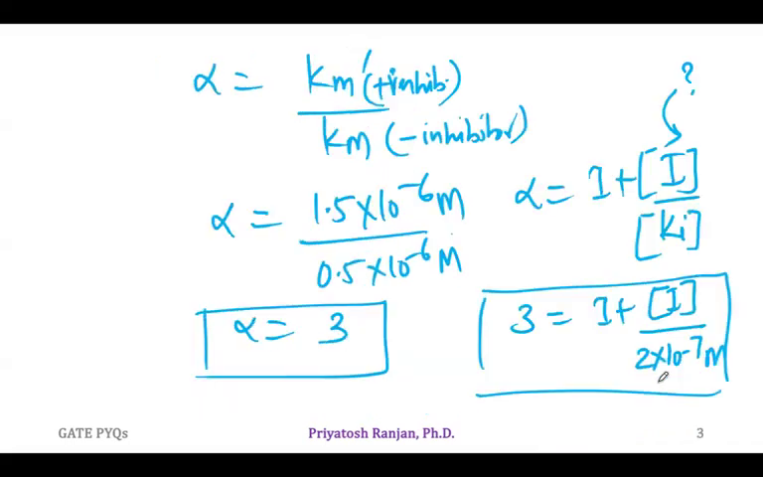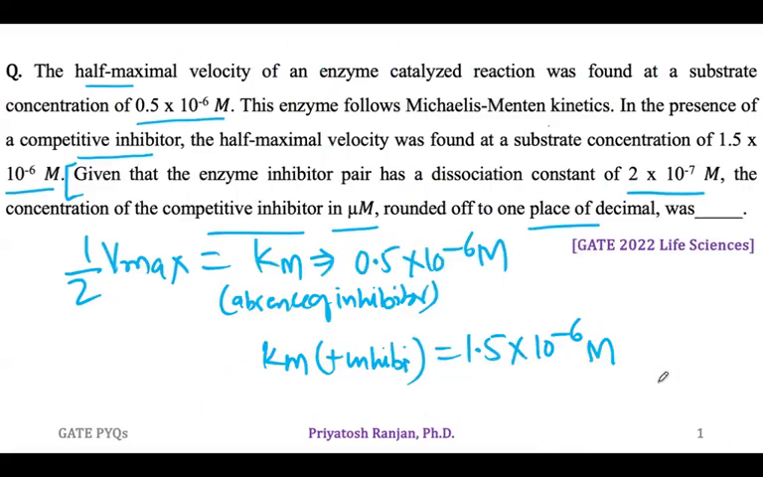If we go back and read that question, the concentration of the competitive inhibitor in micromolar rounded off to one place of decimal is going to be 0.4.